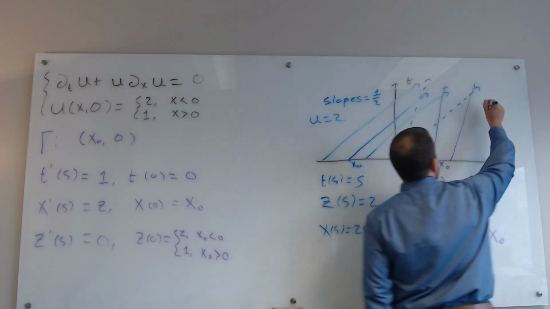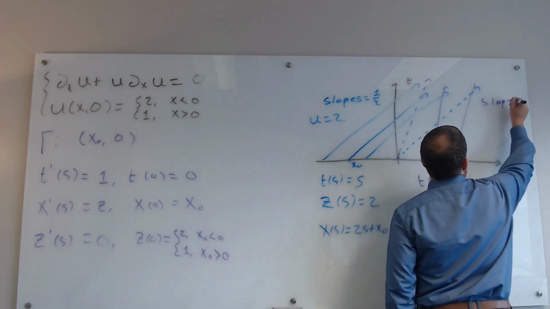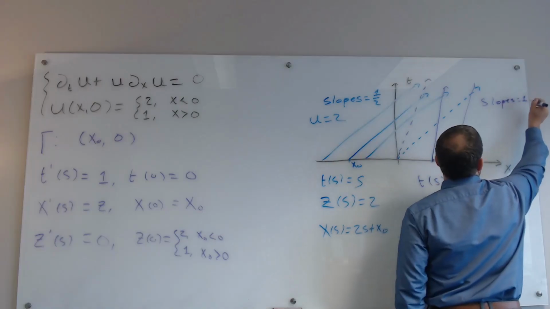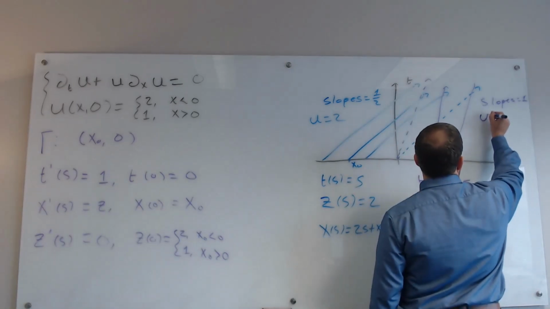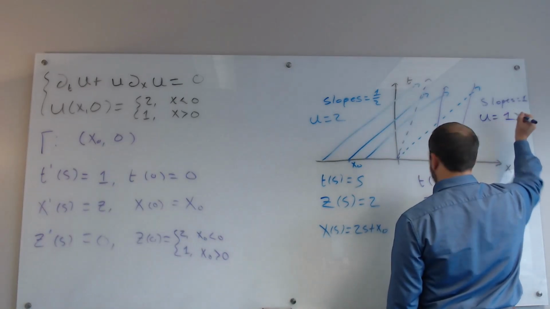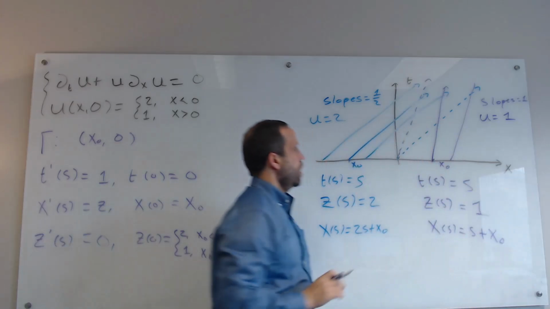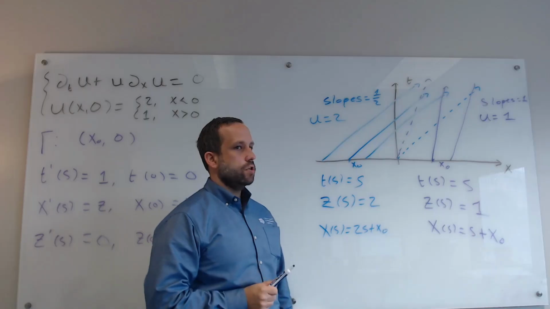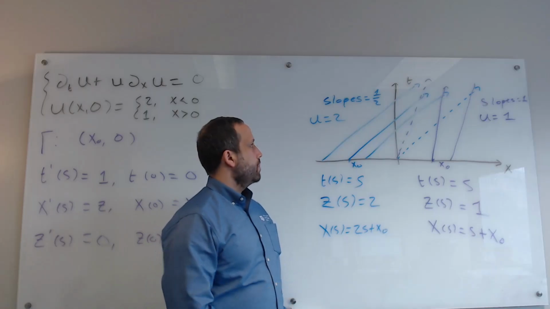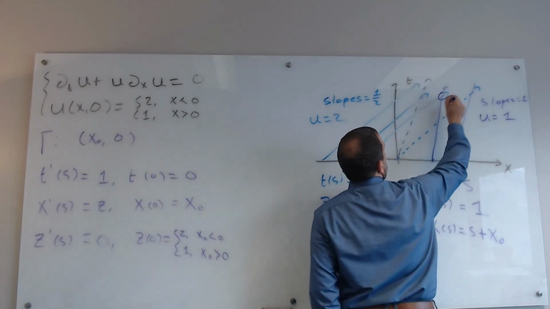Okay, so over here, the slopes are equal to 1, okay? Obviously, the scale here is a little bit off. The slopes are equal to 1, and u is equal to 1 over here as well. Okay, so now we have a problem. If you don't see the problem, pause for a minute to think about it. Okay, but the problem is what happens here.